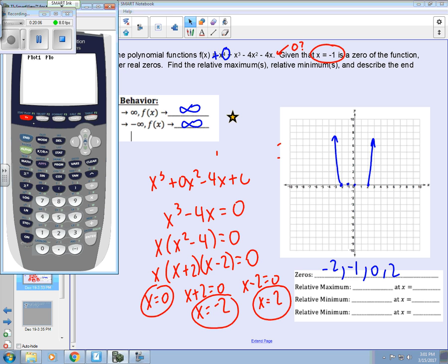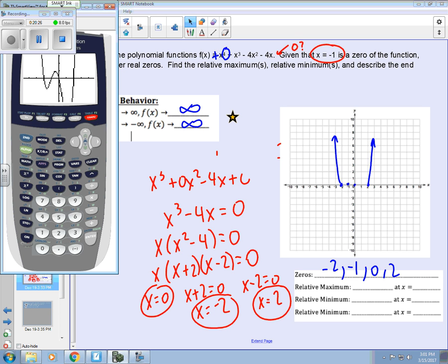I think I hit the wrong button somewhere. 4x. Oh, yep, this one should be plus. Try it again, hit graph. There we go. So it looks like we kind of get a W-type shape here.